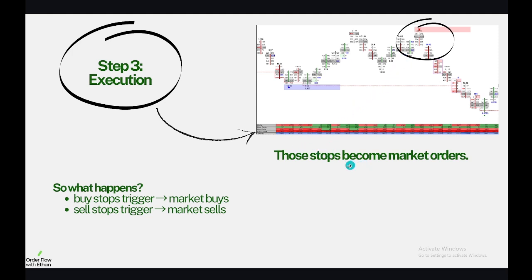So as you can see, those stops become market orders, and the market basically goes down. Okay, so it happens when buy stops are triggered, which means market buys, and when sell stops are triggered, which gives us those market sells.